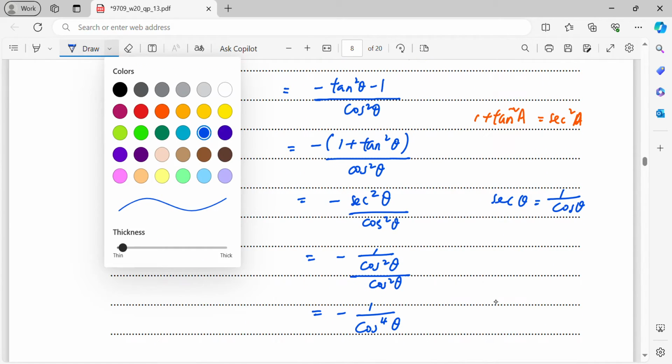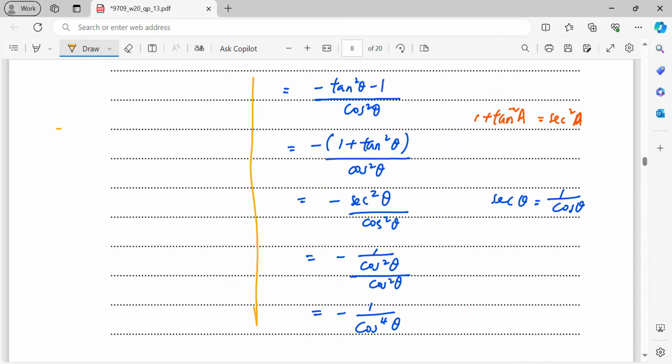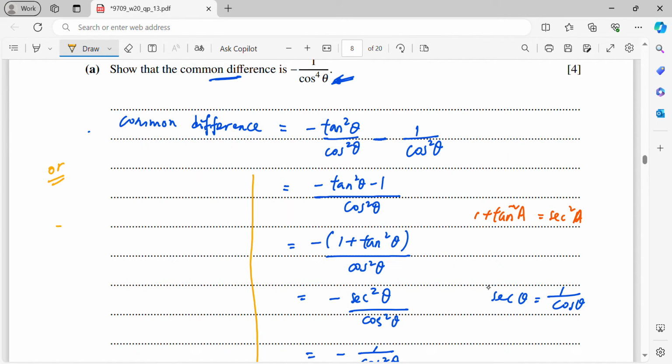Now the second method, I just show side by side. The common difference, which is d, equals, you change the tangent to sine and cos first. So here means that I will be getting negative sine squared theta over cos squared theta divided by cos squared theta, then minus 1 over cos squared theta. So for the first term, you will get negative sine squared theta over cos to the power 4 theta, minus, I want to make it to cos to the power 4, which means that I times cos squared.